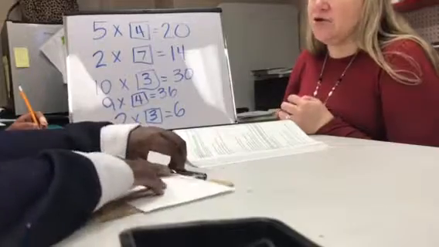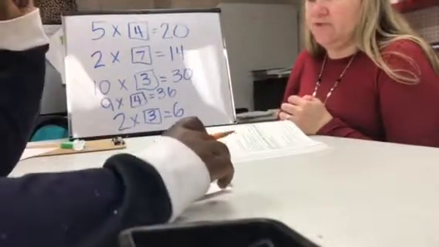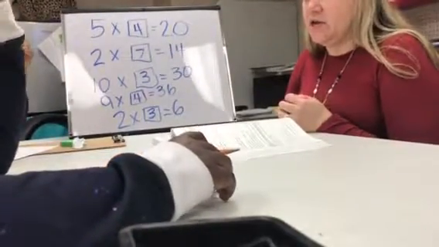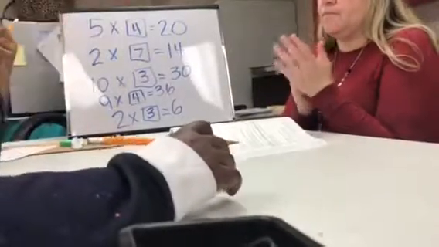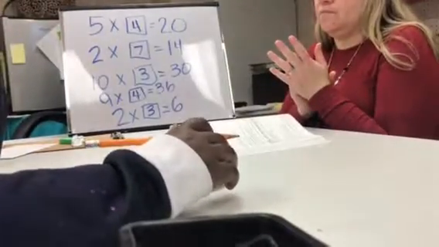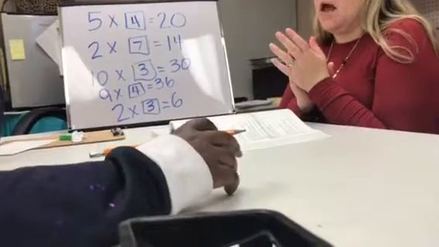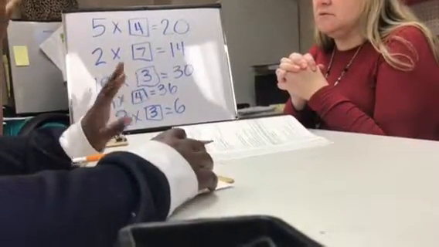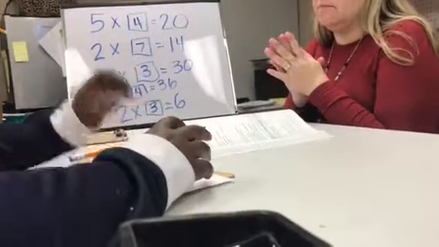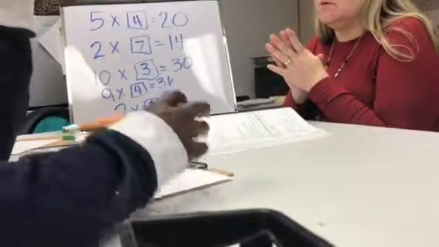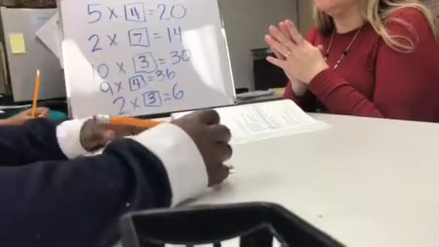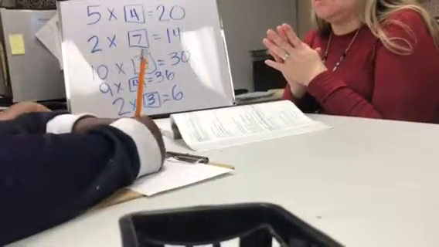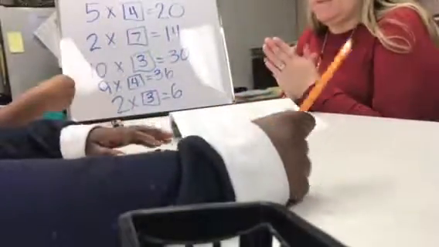So let's count by 5s. Hold your fist up. Put a finger up each time you count. Get ready. Go. 5, 10, 15, 20, 25, 30. How many times did you count by 5? Hold your fist up. 5, 10, 15, 20, 25, 30. 6. What are you going to write in the box? 6. All right.